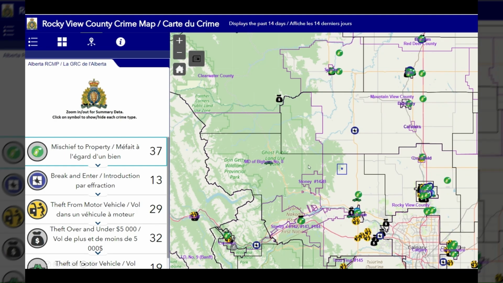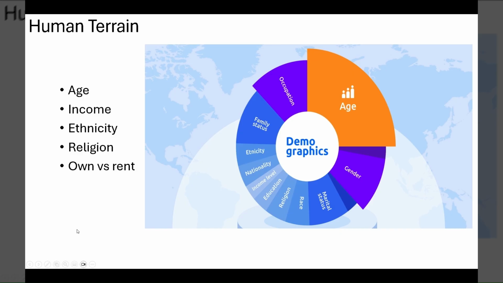Crime maps. There's lots of availability online of crime maps, so you can look at what's common in this area, what's prevalent, how often does it happen, what's the frequency. Lots of information you can look at. This helps you plan.